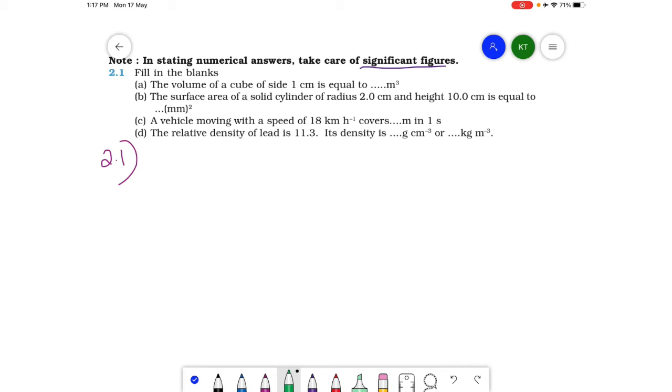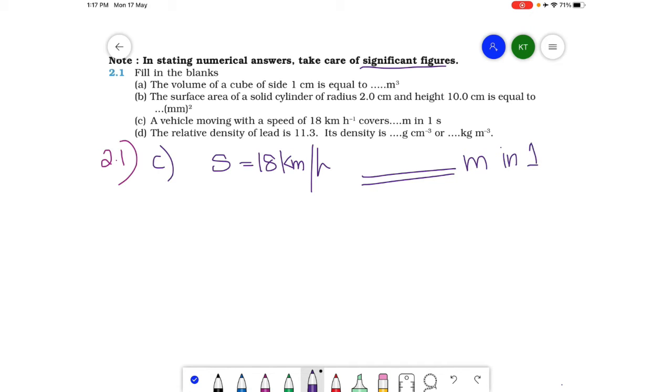Now let's solve the third part of the question. A vehicle moving with a speed of 18 km per hour. So the speed is given as 18 km per hour. It covers how much meter in 1 second? So you have to convert this into meter per second.